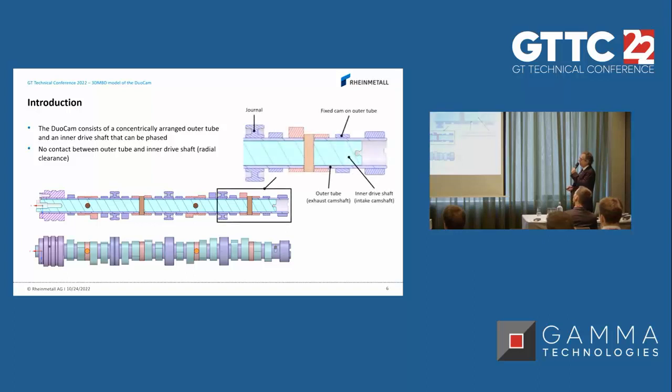If we look a little bit more detailed into the different parts, you can see the outer tube with the journals and the fixed lobes. A so-called moving cam is arranged in the middle of the figure. The moving cam is connected with the inner drive shaft via a pin. The pin is guided through the outer tube via a slotted hole. The oil film has to be considered between the components of the moving cam and the outer tube.